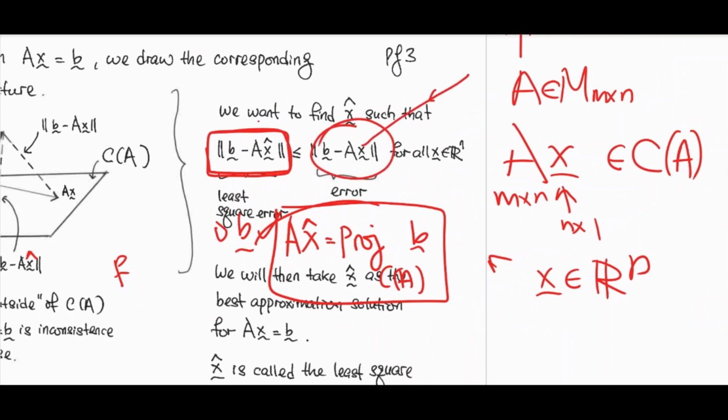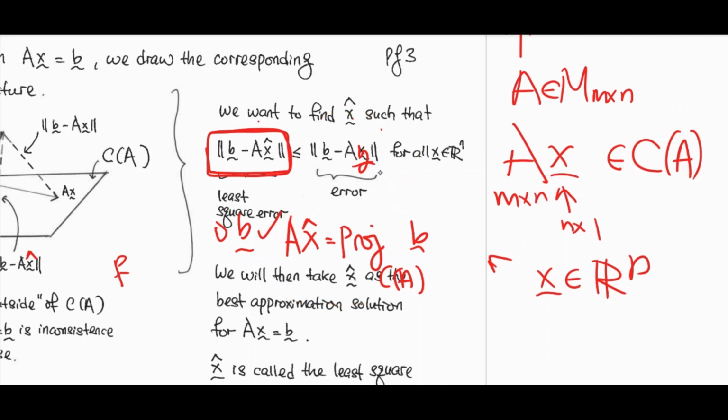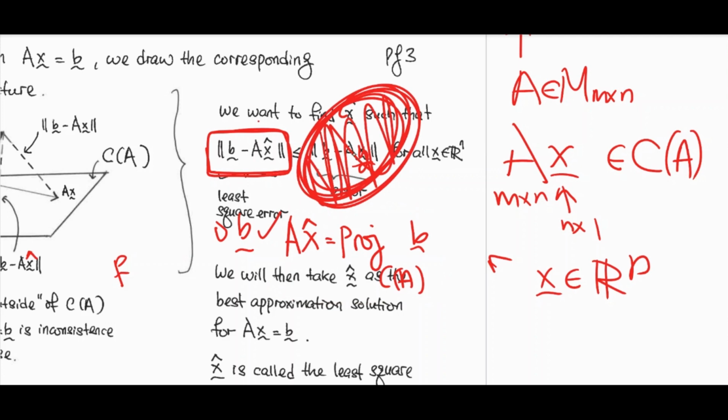You can choose x, you can compute this, and it turns out this is bigger than or equal to b minus ax hat. If you change to p and compute this, again, this is going to be bigger. If you change to q, if you compute this, this is still going to be bigger. If you change to y and you compute this, this is still going to be bigger. So this is the quantity that keeps changing. But no matter how you change it, this seems to be the smallest one.